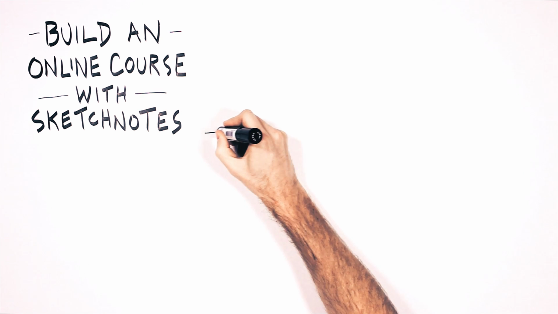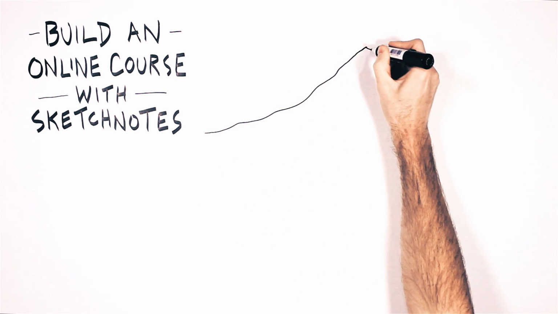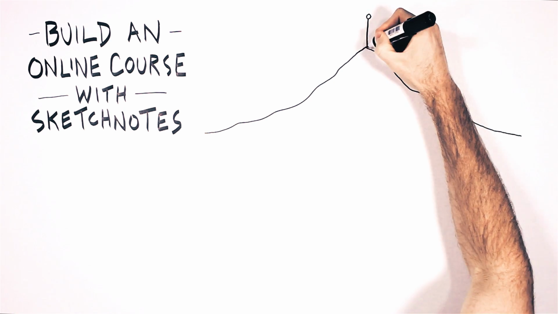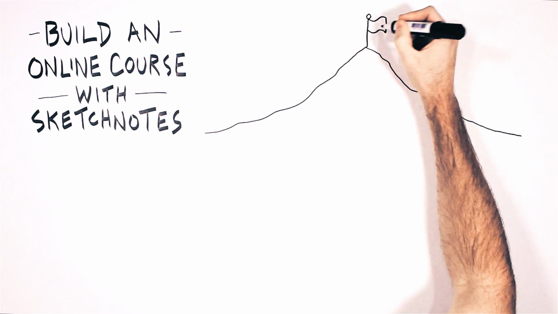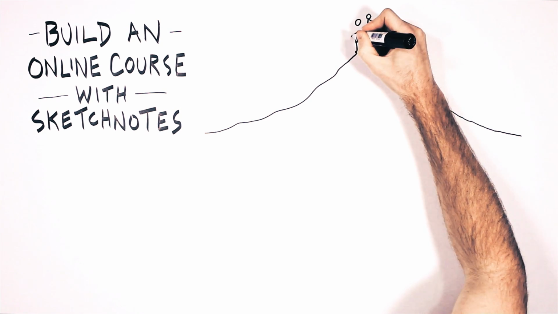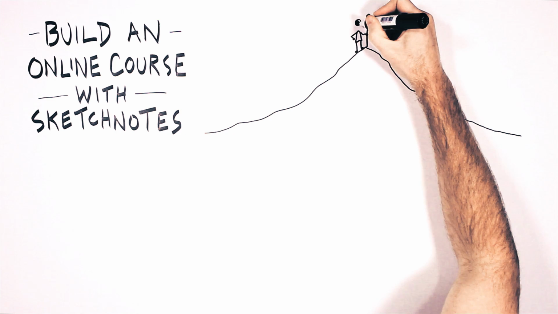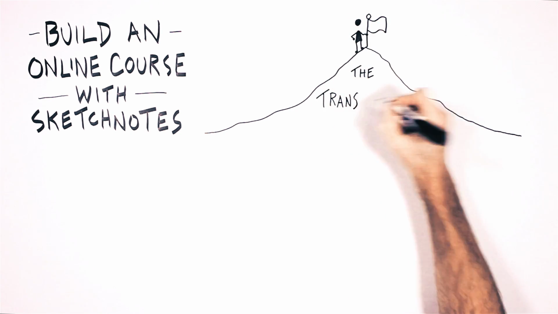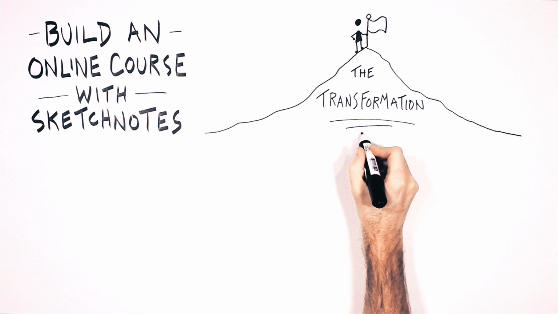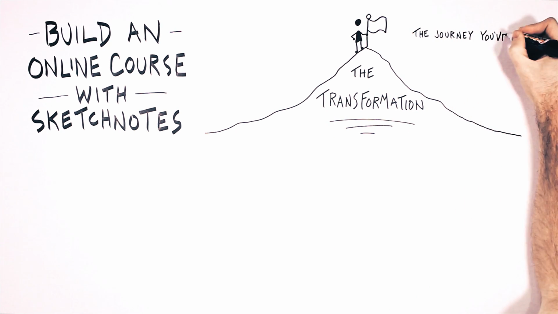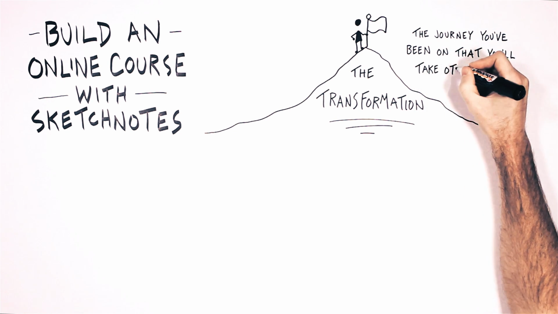Let's kick things off with a little bit of an analogy here. When I think about building an online course, I think about making it to the top of some mountain. A mountain that you've made your way up, stuck your flag at the top, enjoyed the view a little bit before making it back down. That mountain represents the transformation that's at the core of whatever it is that you would like to teach others. It's the journey that you've been on that you'll now take others through.